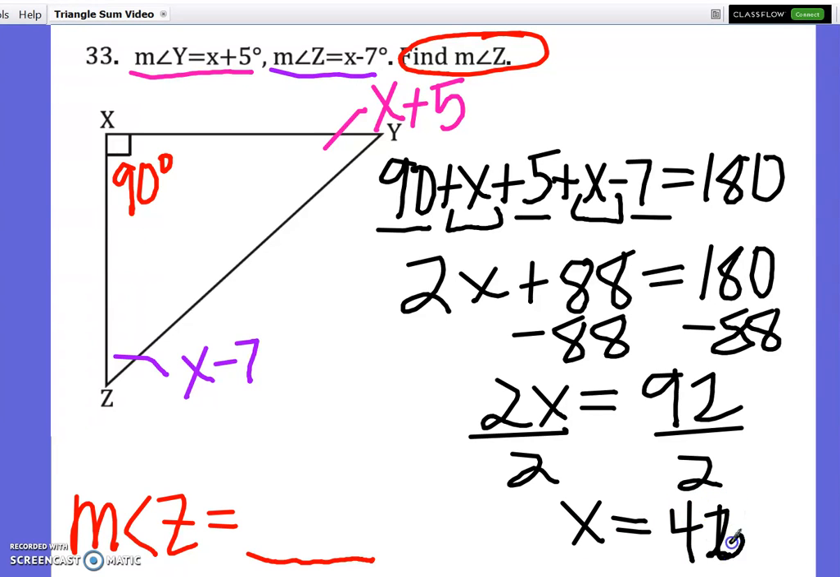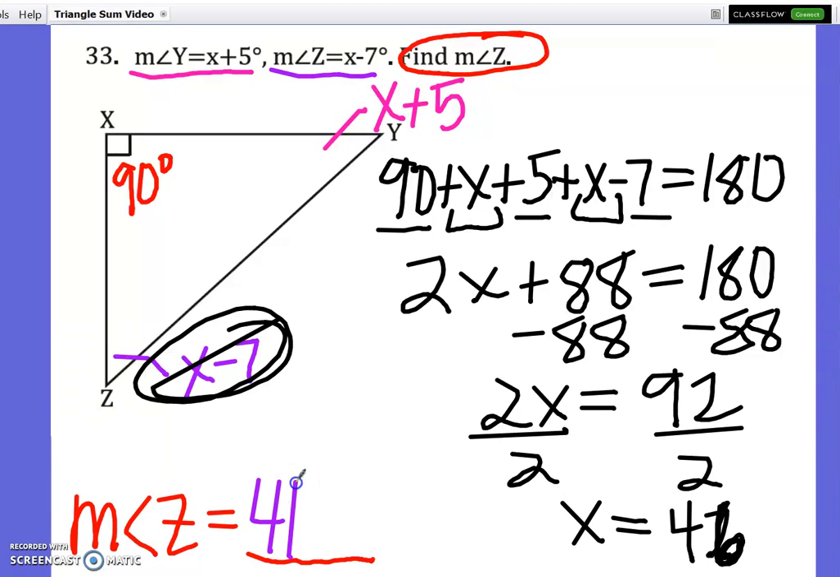Okay, now we have to be very careful about what they're asking. They want to know the measure of angle z. Guys, is the measure of angle z just x? No, it's x minus 7. So I need to make sure that I plug x in, which is 46, in for x. So we have 46 minus 7, and 46 minus 7 is 39 degrees. That's our answer.